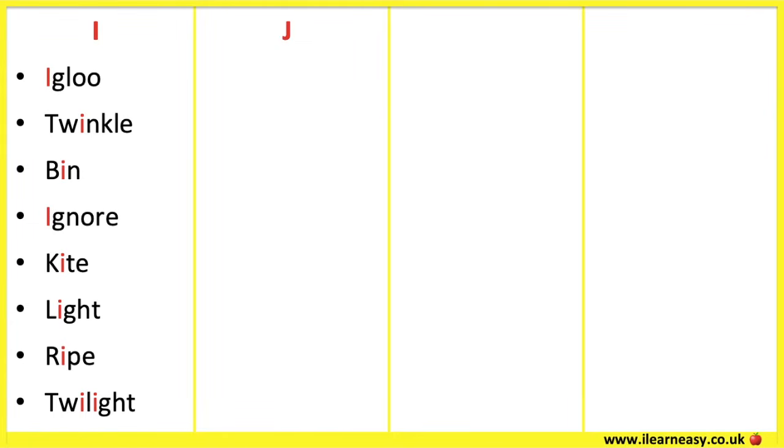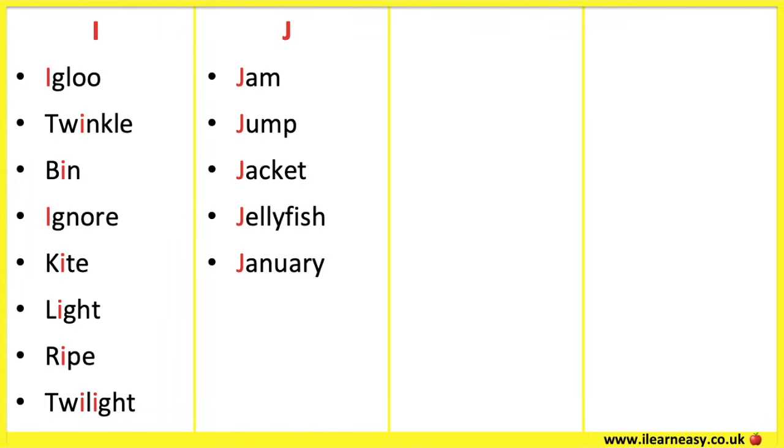The letter J makes a J sound. For example, jam, jump, jacket, jellyfish, January, object, injure, project. The letter K makes a K sound.